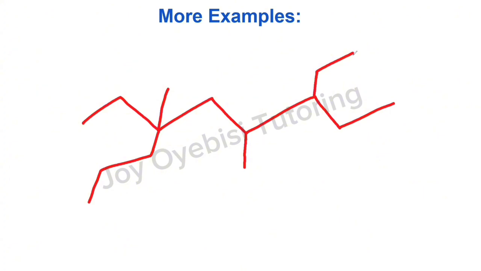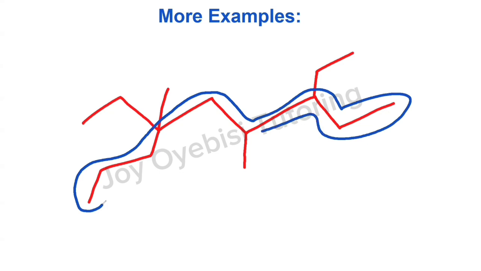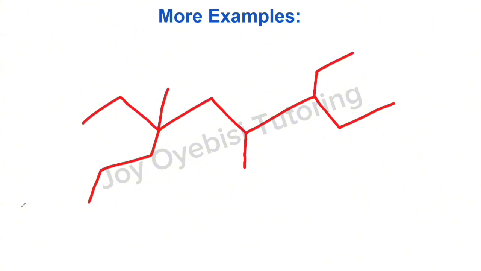So, more examples. You're given this and you're asked to name it. First thing you have to do is identify your longest continuous carbon chain. The longest I can see is from down here, go up all the way to this, all the way down, and then here. This happens to be the longest continuous chain that I can see, okay? Now, it means that every other thing around that is the substituent. So I'm going to have to number so as to give the substituents the lowest numbers possible.